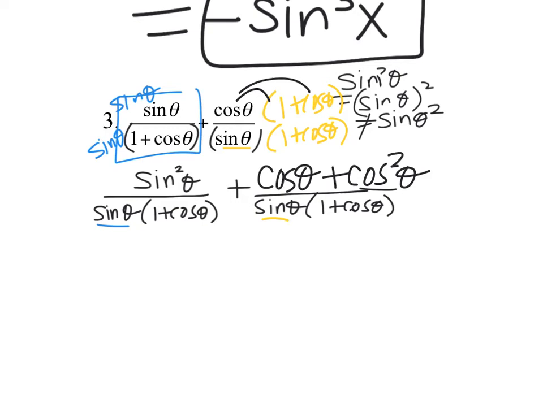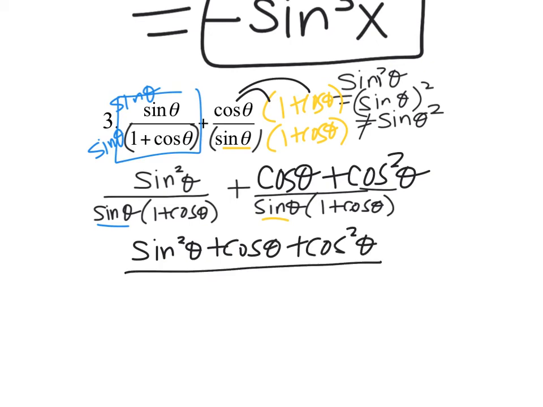All right, so now we have a common denominator. We can go ahead and add our fractions. People right here get kind of tempted to start canceling stuff out. Don't cancel anything out. There's no canceling. We're going to add them together. That's our goal, to get these all together. So I have sine squared theta plus cosine theta plus cosine squared theta all over sine theta times 1 plus cosine theta.